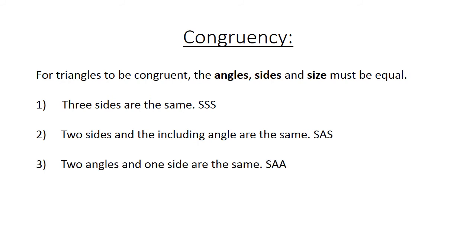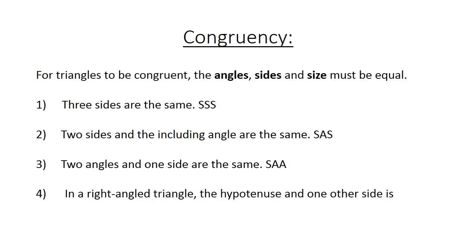Number three, two angles and one side are the same, S, A, A. Number four, in a right angle triangle, the hypotenuse and one other side is the same. The R is the right angle, H hypotenuse, and the S is the side.